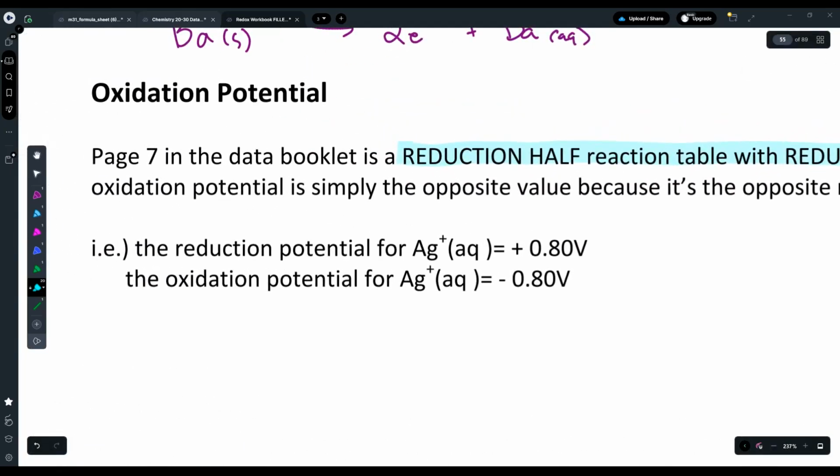So for example, the reduction potential for silver ions is positive 0.8. But if we are trying to reference the oxidation potential for those silver ions, because it's the opposite reaction, or the reverse reaction of a reduction reaction, then you're just flipping the sign.